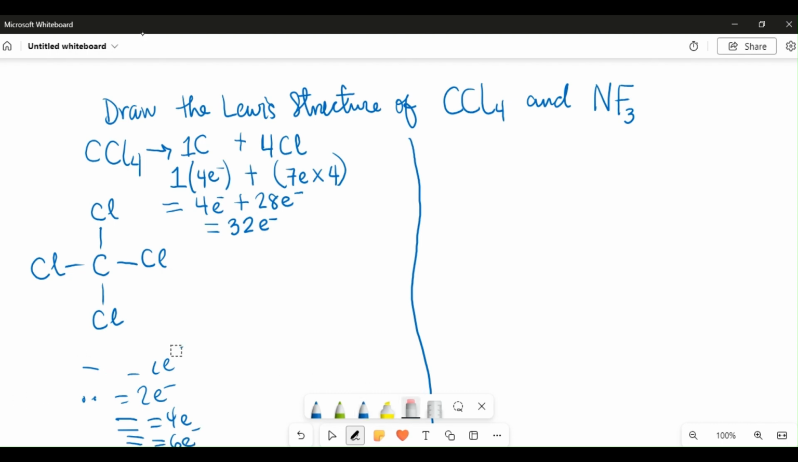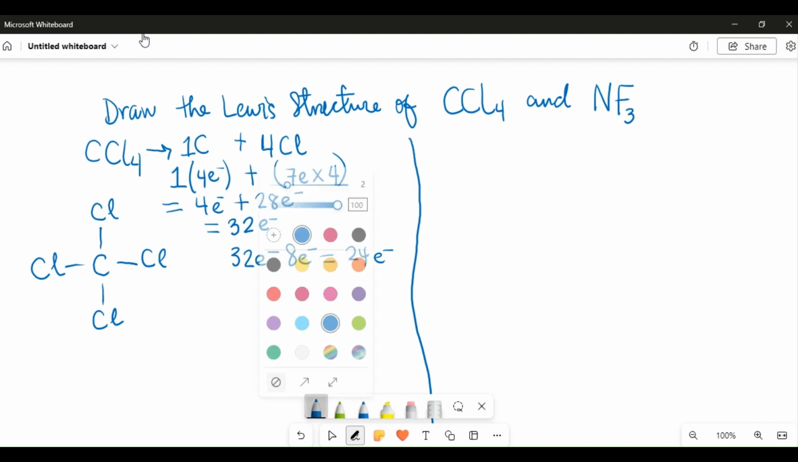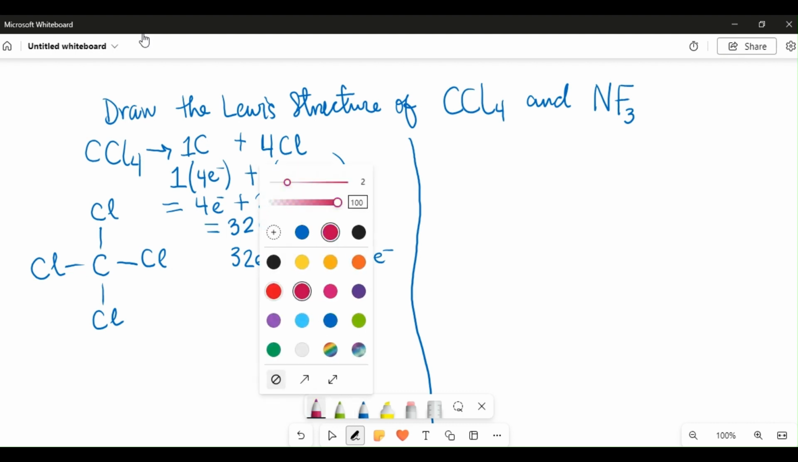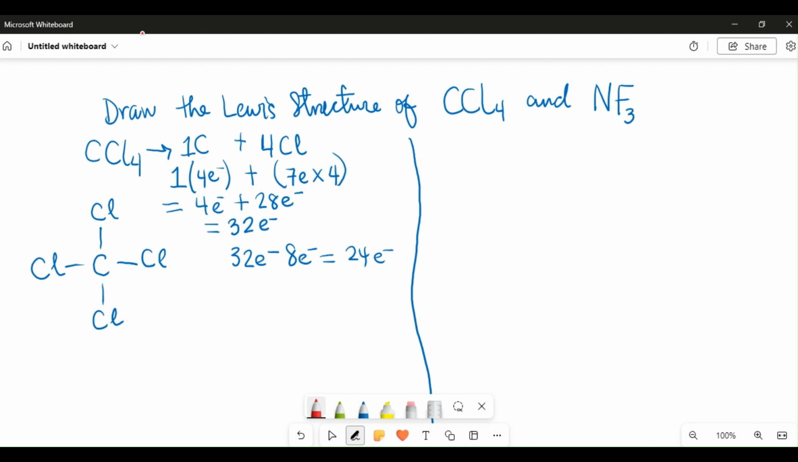This is just a short recap for you guys. You've got 4 bonds here, which means 8 electrons. So we have 32 electrons minus 8 electrons, and what we have left is 24 electrons. The next thing you do is start to add lone pairs, making sure you're following the octet rule.